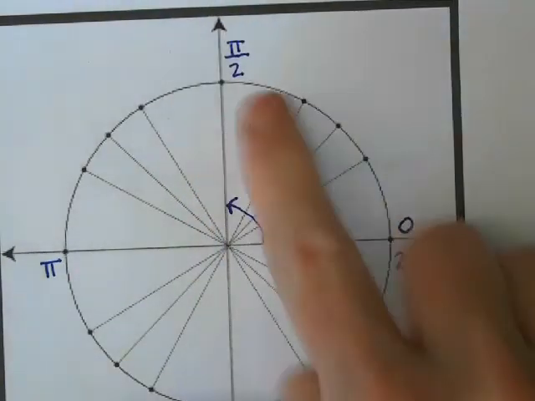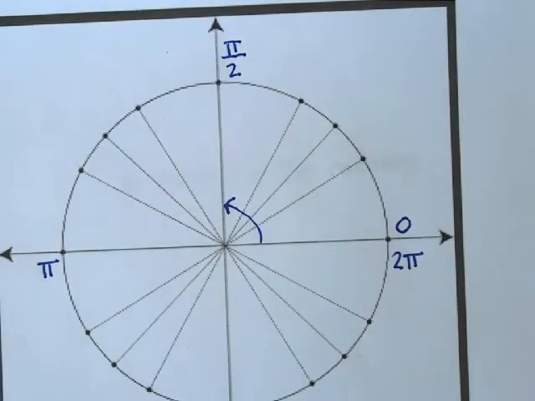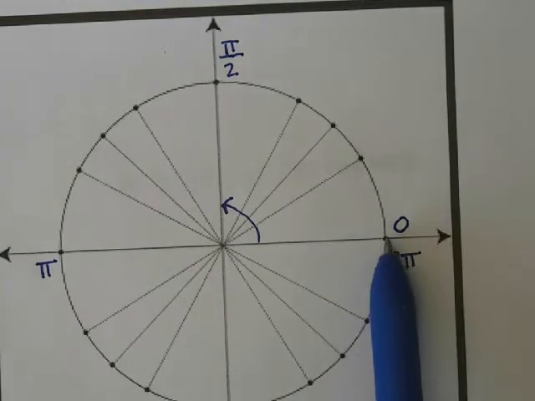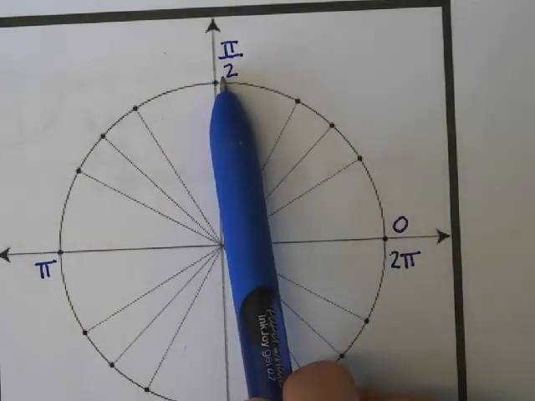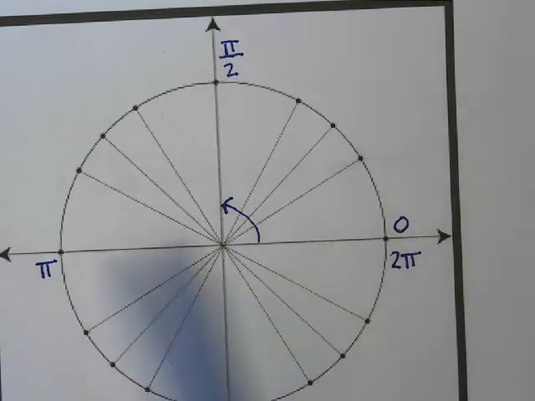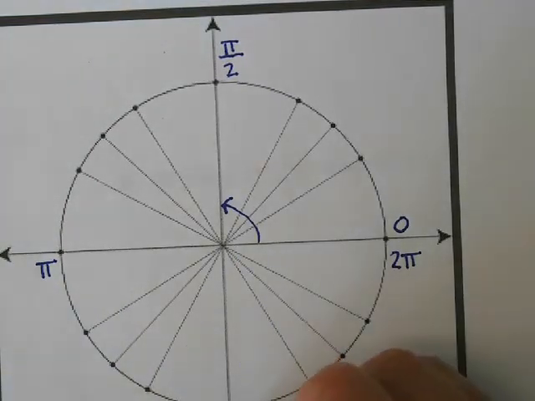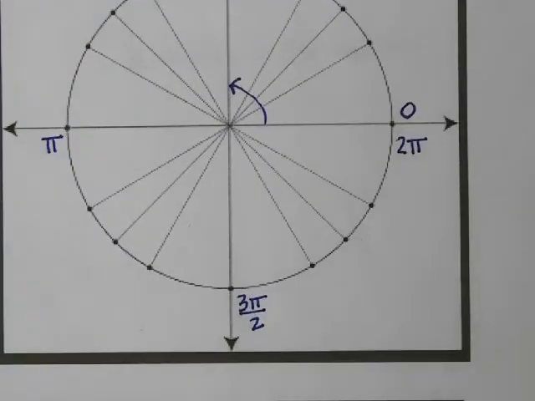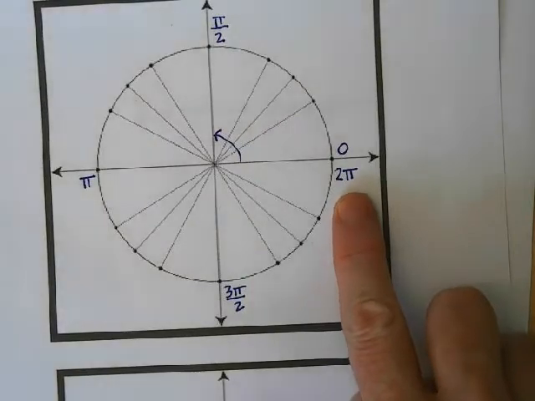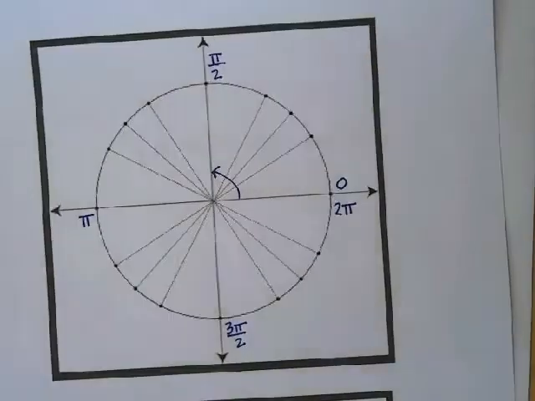So you should always be able to quickly figure out in your head what 90 degrees is in radians, pi over 2. So let's just count by pi over 2. I'm at 0. I've got 1 pi over 2, 2 pi over 2, which reduces to pi, 3 pi over 2, and 4 pi over 2, which reduces to 2 pi. So I always start with those right there.